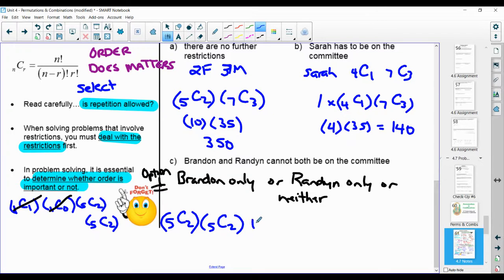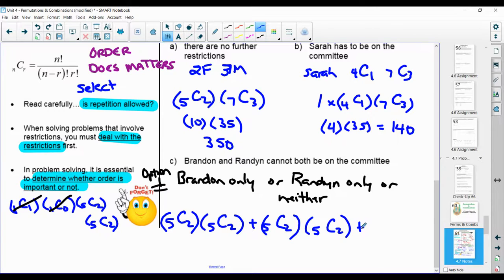Now, if Randon can only be on the committee, the girls don't change, so 5 choose 2. Just like Brandon, Randon's already on the committee, and Brandon cannot be on the committee, so that leaves us with 5 males to choose from, and of those 5 we want 2.